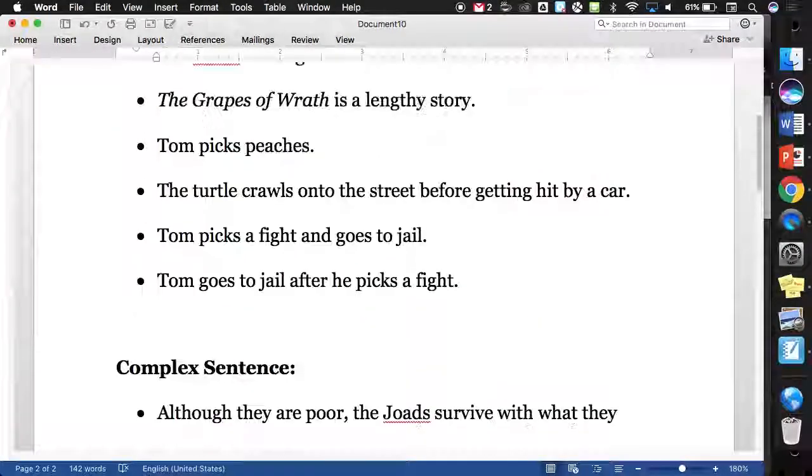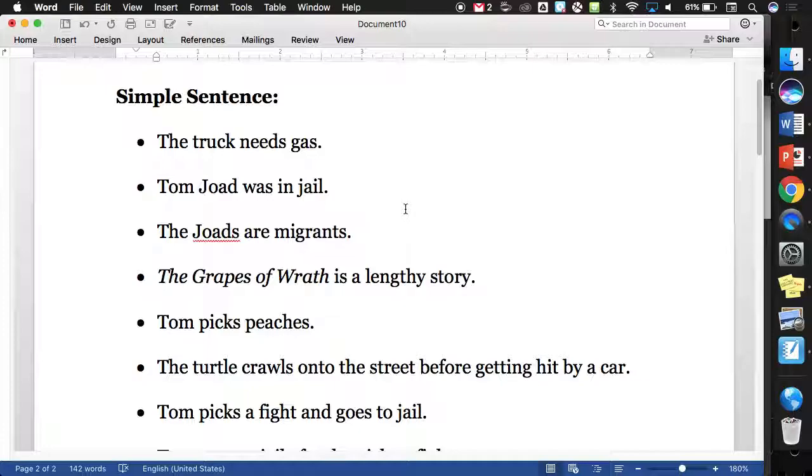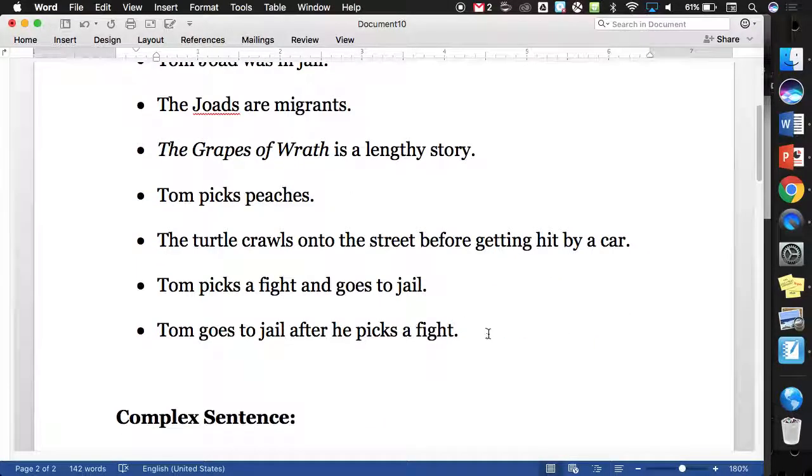For your writing, your thesis, I would suggest being a simple sentence. You want your thesis to be pretty straightforward. So, examples that we had.